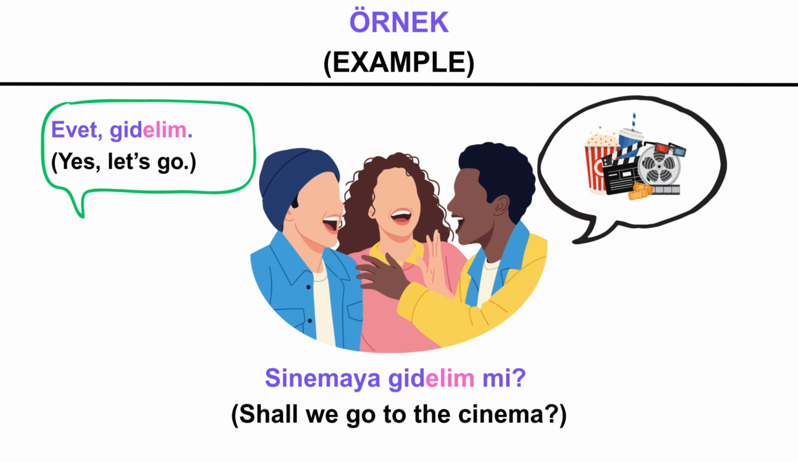Evet, gidelim. Yes, let's go. Or, hayır, gitmeyelim. No, let's not go. So as you can see, when the question is formed in first person plural form, so when it is biz, gidelim, you can still reply back with optative mood, right? You don't need to switch to imperative mood because it is still in first person plural. Same subject. Gidelim mi? Evet, gidelim. Same thing. The previous example was different.